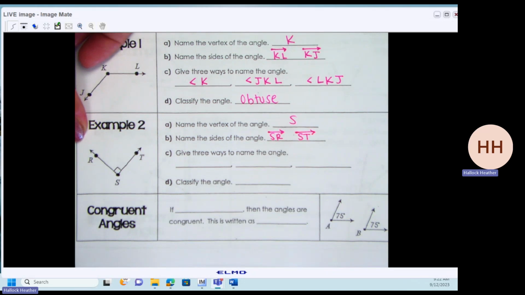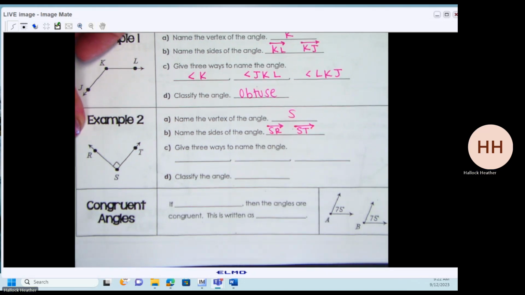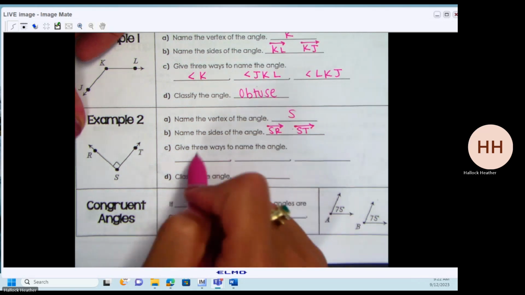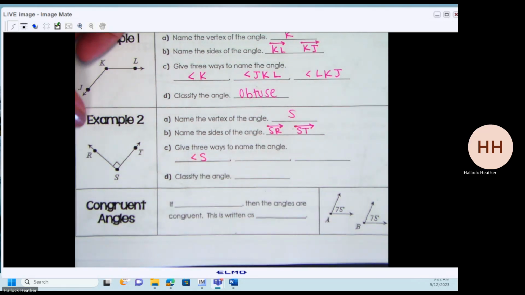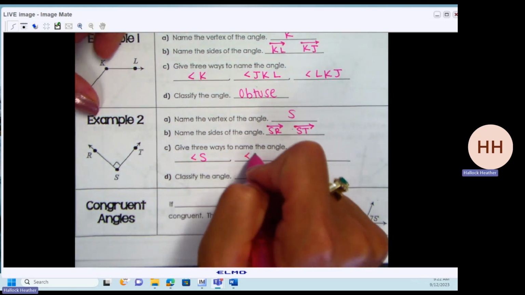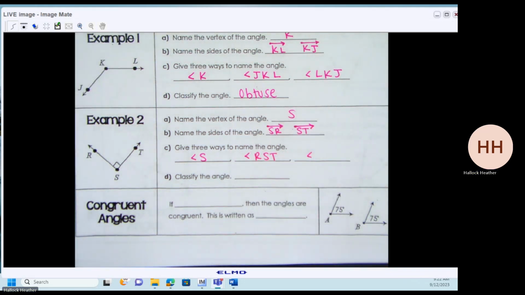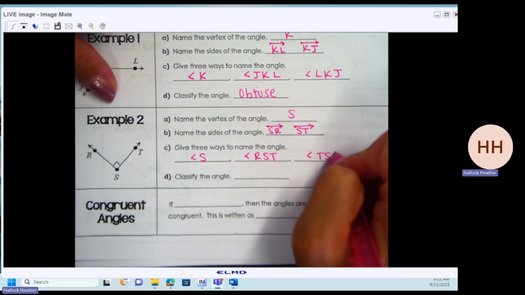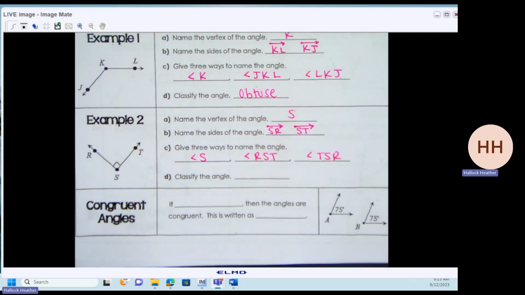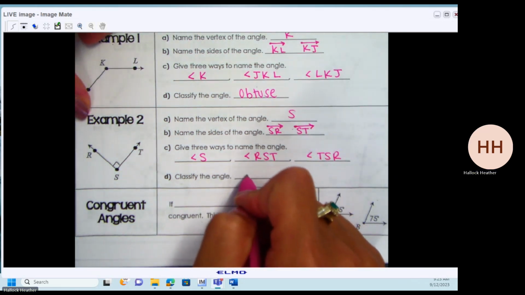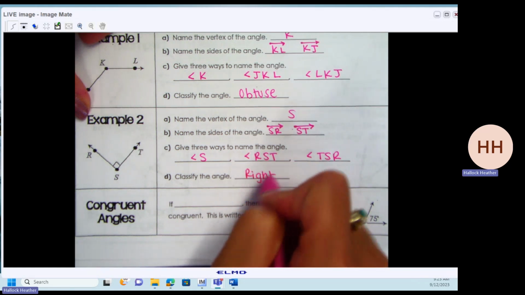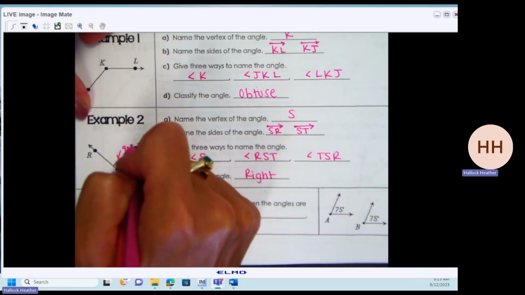There's 3 different ways to name an angle. So what's one of the ways? Angle S. Angle RST. What's the last one? PSR. And then what type of angle is this? Right angle, because you have that square, which automatically means 90 degrees.